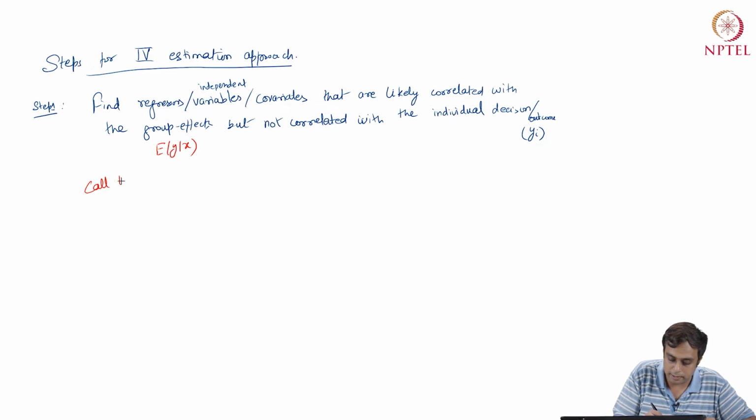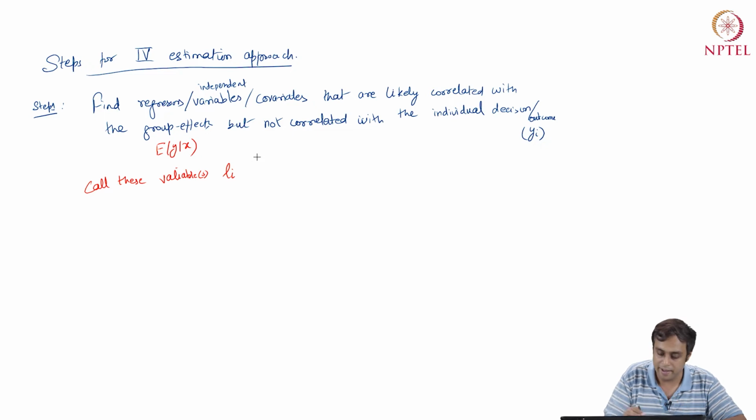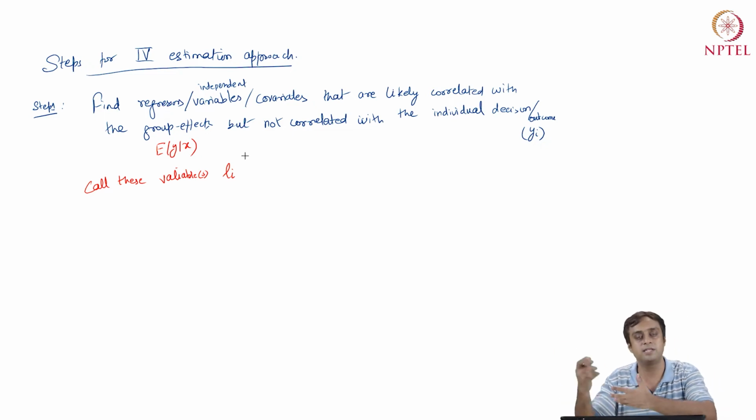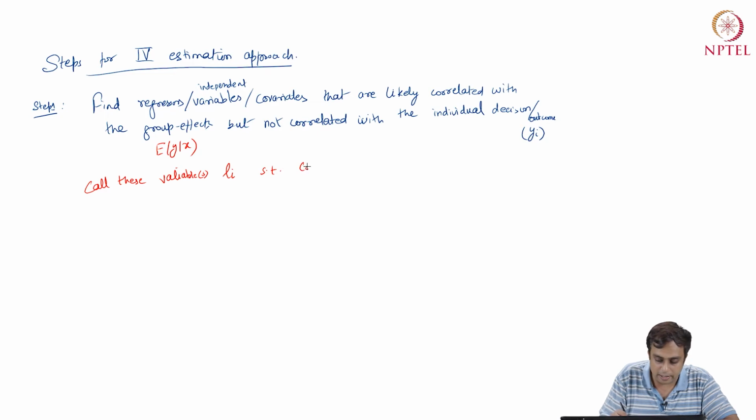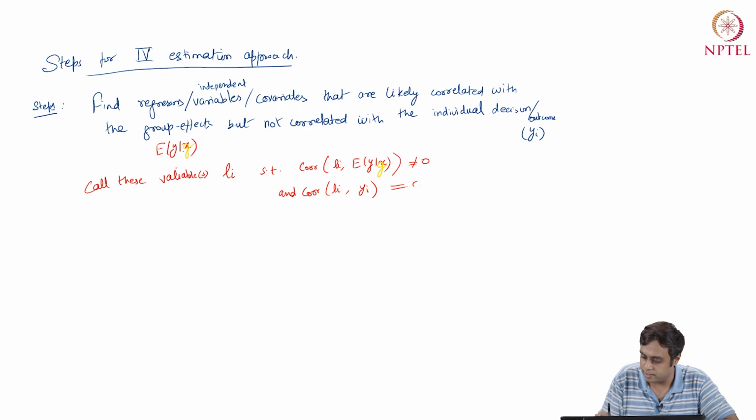So let us say we call these variables L_i's. I'm using the term L_i just to say this is one such variable, such that the correlation of L_i with the expectation of y given x, being G, right? You can also call it G because it's a group effect. Then this will be non-zero, and the correlation of L_i with the individual effect is 0.